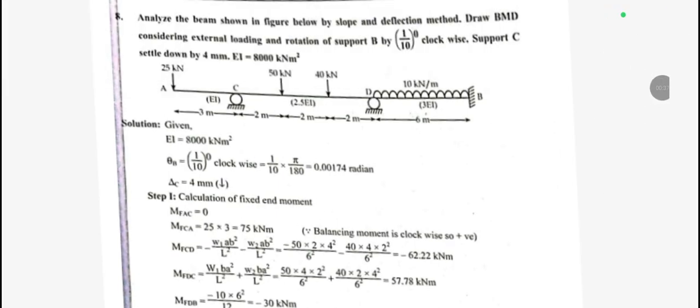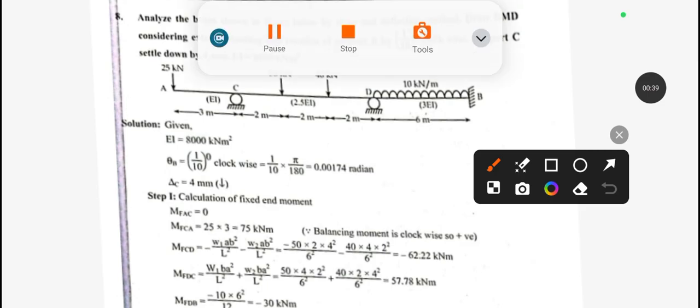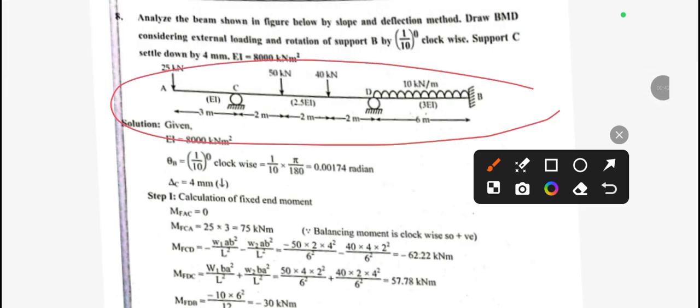We have a given beam, as you can see. In this beam we have three different supports: at B a fixed support, at D a hinge roller support, and at C a roller support. The value of EI is different for each span: for B to D it is 3 EI, for C to D it is 2.5 EI. Two loads, 50 and 40 kN, are acting, and for C to A a 25 kN load is acting over here. In the question, analyze the given beam by the slope deflection method.